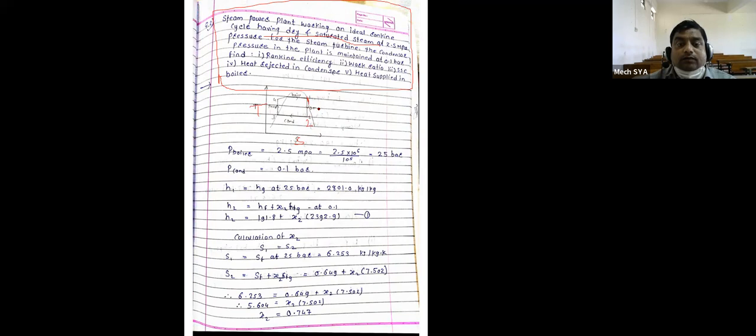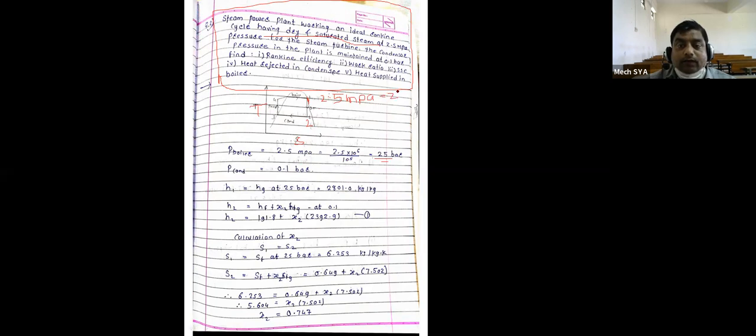Then this will be the steam turbine, isentropic expansion, and the pressure is what? 2.5 megapascal. We want to convert that into bar. 2.5 megapascal means 2.5 into 10 raised to 6 divided by 10 raised to 5, and it will become 25 bar. So pressure inside this boiler will be 25 bar.